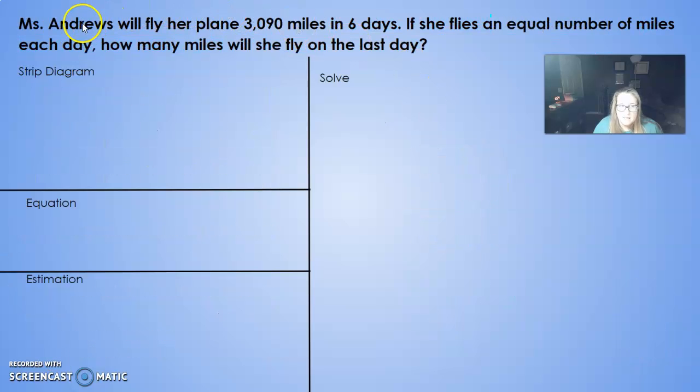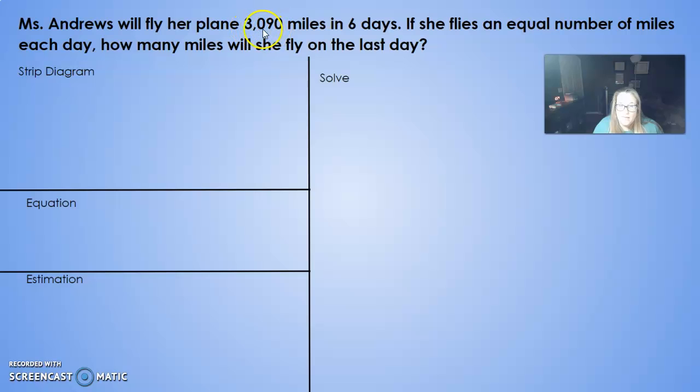Here's what it says. Miss Andrews will fly her plane 3,090 miles in 6 days. If she flies an equal number of miles each day, how many miles will she fly on the last day? Again, if I have a word problem, I have to read it again and find my important information. And I can highlight it or I can underline it. So let's do that. Miss Andrews will fly her plane 3,090 miles in 6 days. If she flies an equal number of miles each day, how many miles will she fly on the last day?